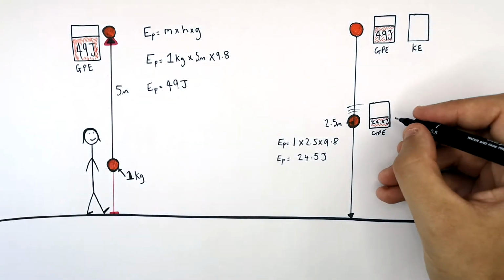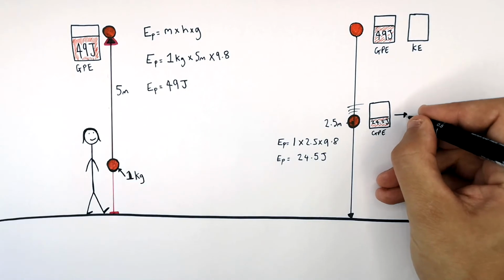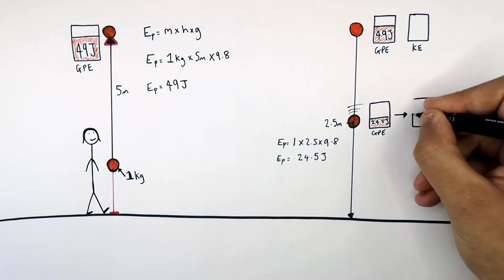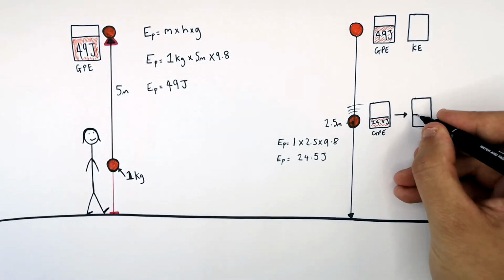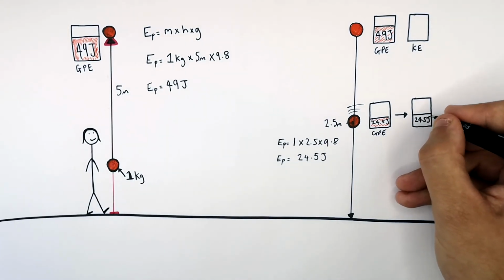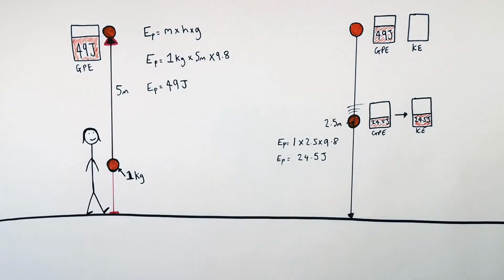Where did the energy go? Well, the ball is moving. It has kinetic energy. So that energy will be transferred to the kinetic energy store of the ball. Because there was 49 joules of energy in its gravitational potential energy store at its maximum height of 5 meters, on its way down, there'll be 24.5 joules stored in the kinetic energy store of the ball.